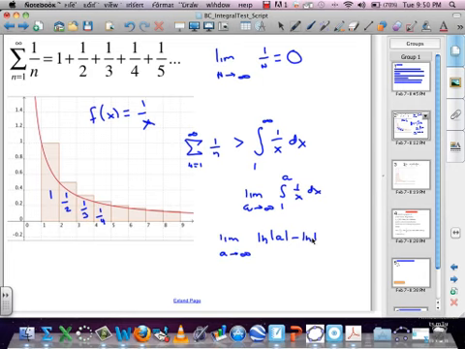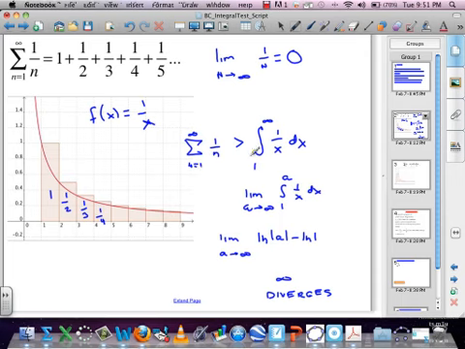Okay, well the natural log of 1 is 0, and the natural log function, when the input goes to infinity, goes to infinity. Okay, so this integral diverges. And if this series is greater than that integral, then it must also diverge. Does that make sense? Okay, if this is larger than something that diverges, then this must also diverge. Okay, so we've used kind of an area approach to look at this series here, and this is going to be the basis for our next test.